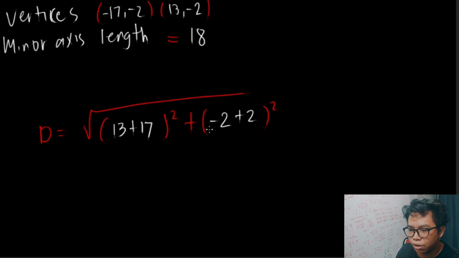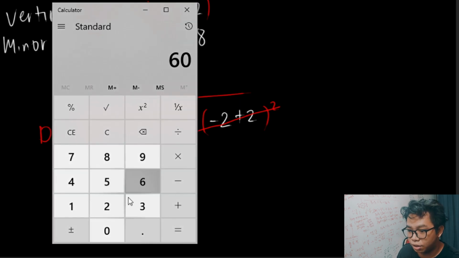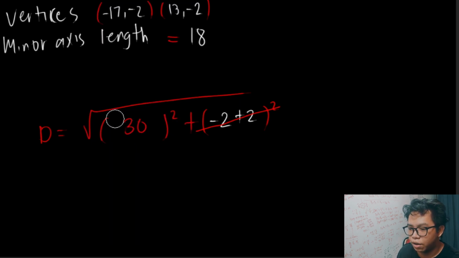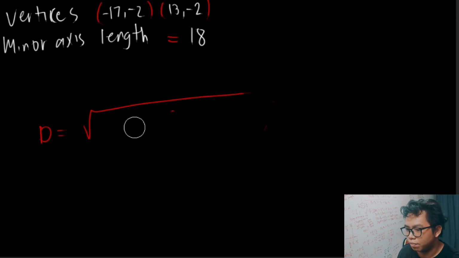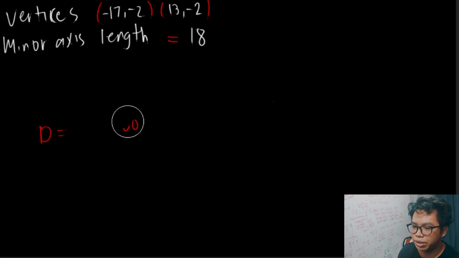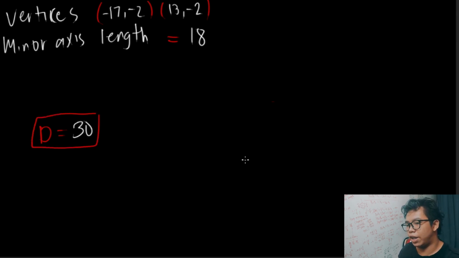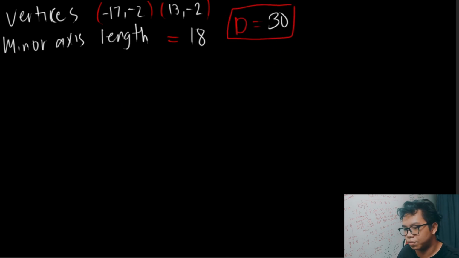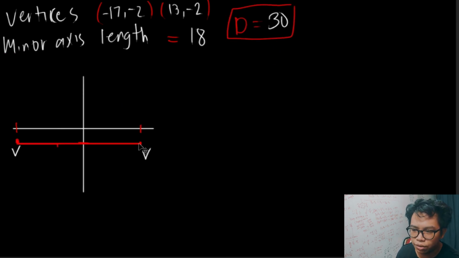Negative 2 plus 2 is 0, so wala na to. 13 plus 17 is 30. 30 squared is 900. And then, square root of 900 is 30. Ibig sabihin, the distance is 30. Nahanap na natin. Simula dito hanggang dito, 30 yun. Ang ginamit natin yung distance formula.